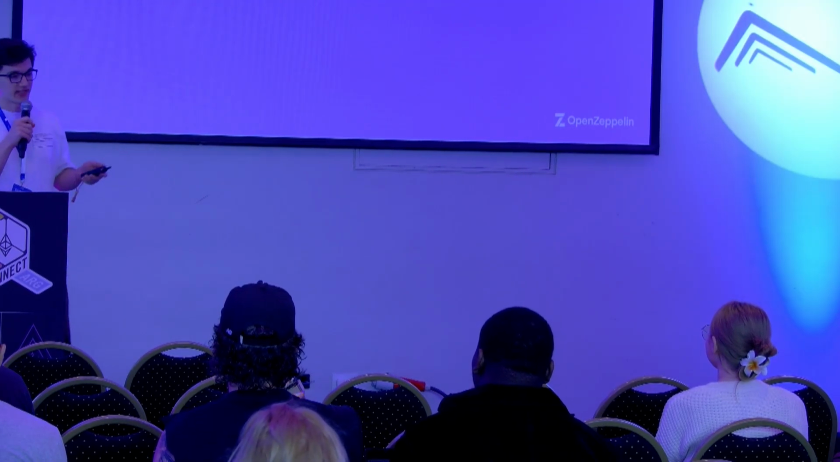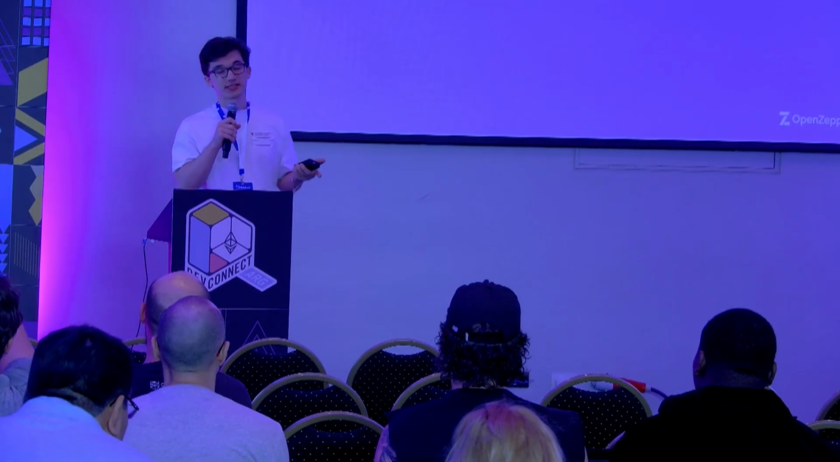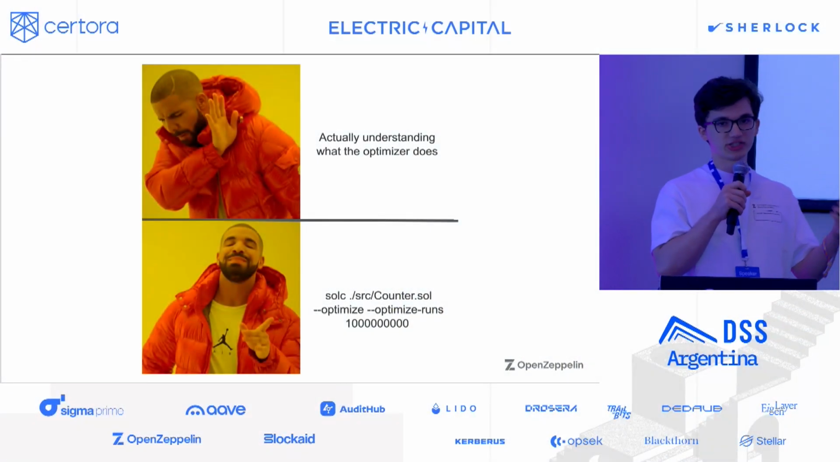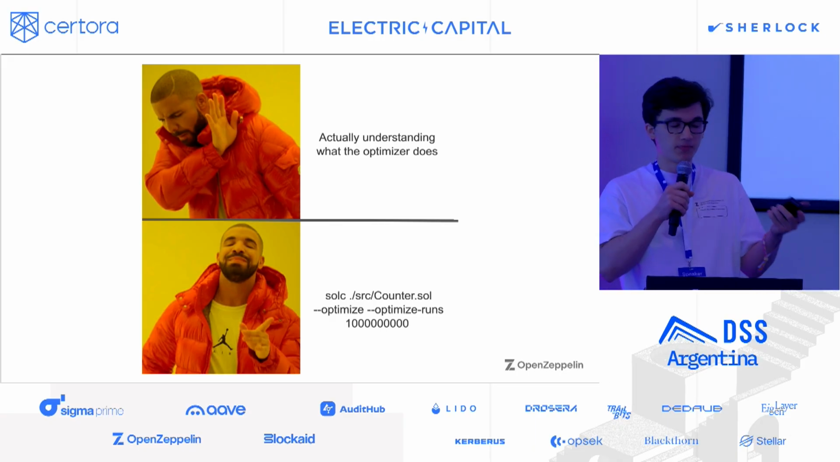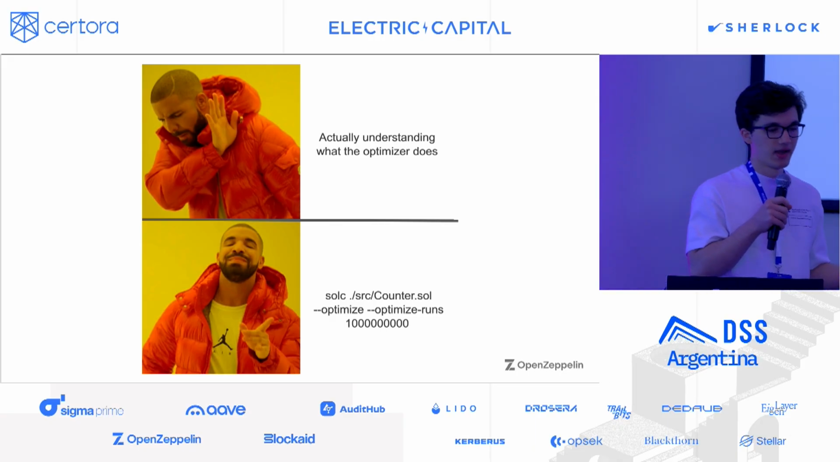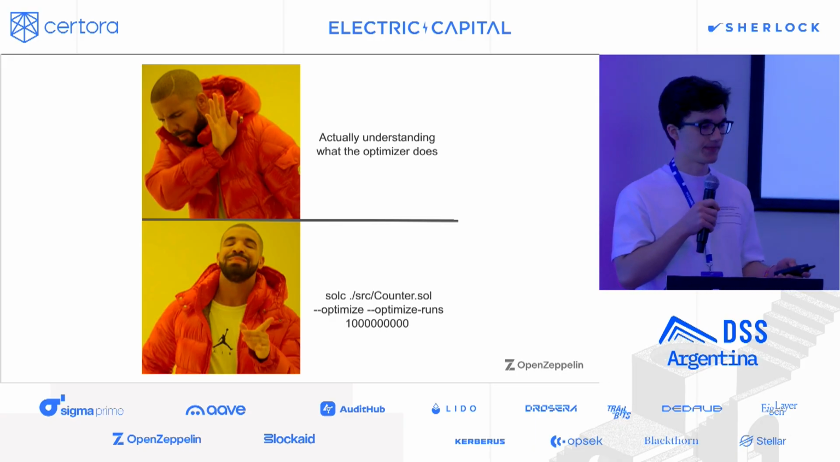Hello, everyone. Today I want to pull back the curtain on something that most developers hardly ever think about, Solidity's optimizer. Most of the time we treat it like a black box. We flip the --optimize switch, put an insane number of optimizer runs, and hope our transaction gets cheaper. But what is it actually doing?